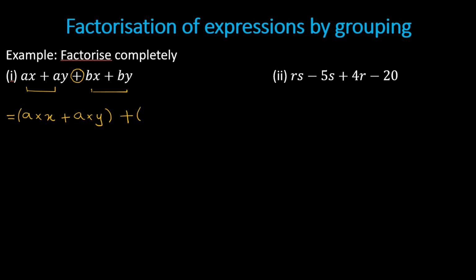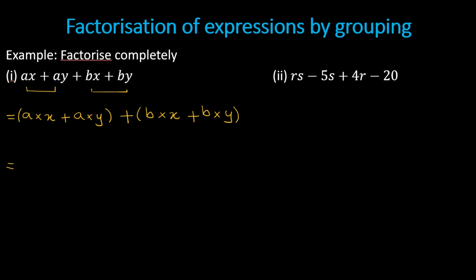Then you open a second pair of brackets. The third term is bx, which is simply b times x. Then you have plus, and the last term is by, which is b times y. So here what we have done, we have written the expression in expanded form, right? Now we have to continue.